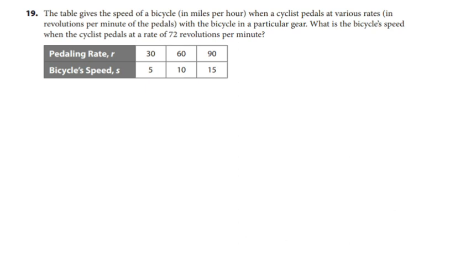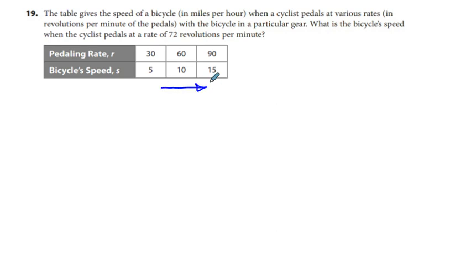Okay, the last one I'm going to do in this exercise set is 19. The table gives the speed of a bicycle in miles per hour. And it says what is going to be bicycle speed when the cyclist pedals at a rate of 72 revolutions per minute. So pedaling rate is going to be rate in revolutions per minute and bicycle speed. Well, if you don't have a difference in gear at all, it just makes sense. There's going to be a direct proportionality.